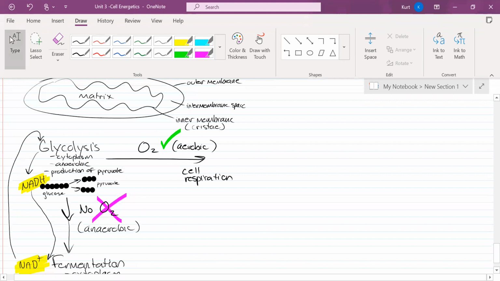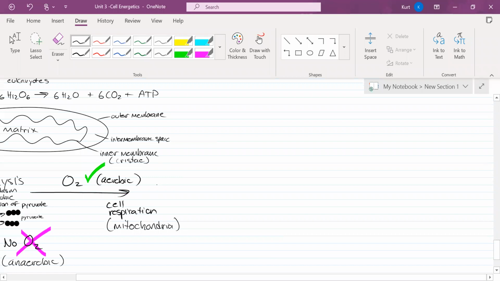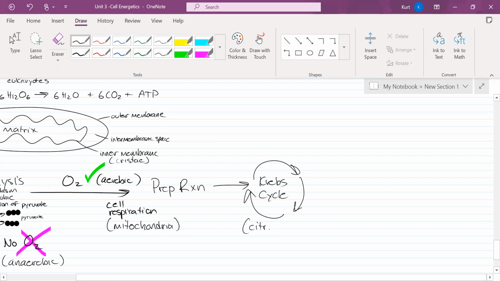But now let's say that there is actually oxygen. You're going to go into the mitochondria. The mitochondria has all aerobic processes. We have about 6 minutes. You have the prep reaction. You have the Krebs cycle, also called the citric acid cycle. Has 2 names. And then you have the electron transport chain, which is on the cristae of the mitochondria. I should mention that these 2 are in the matrix.